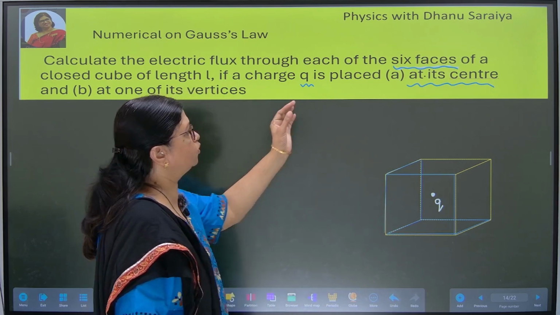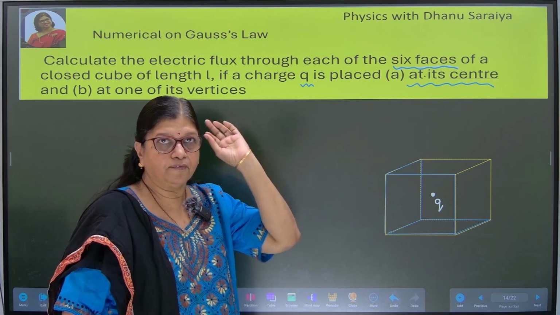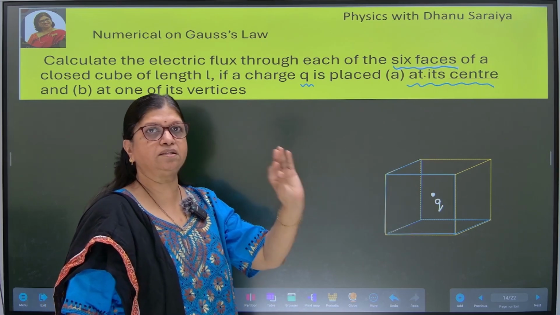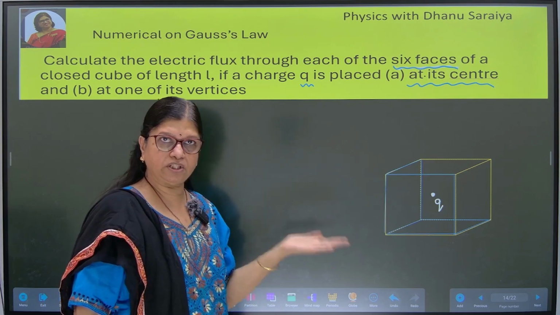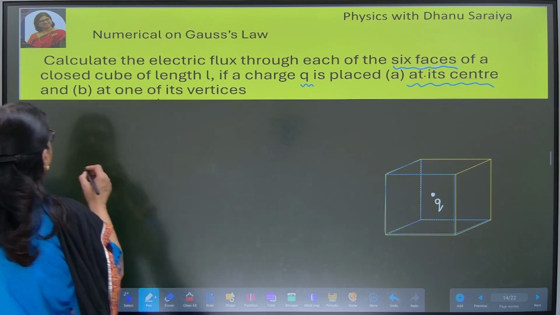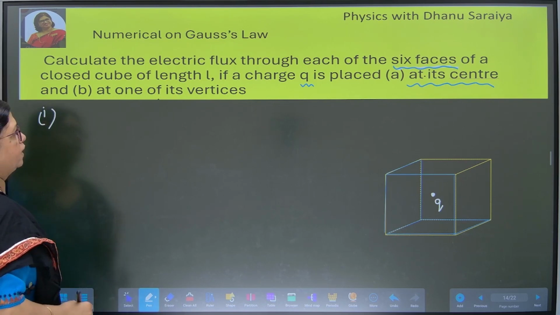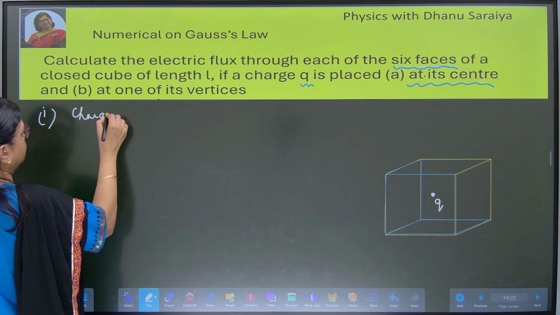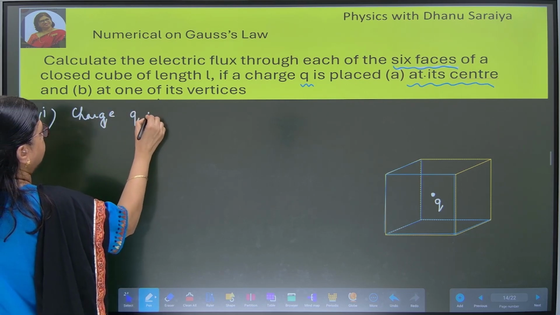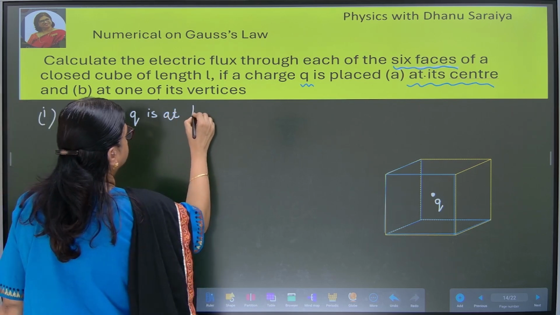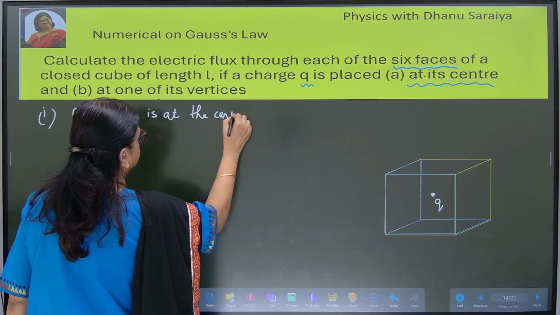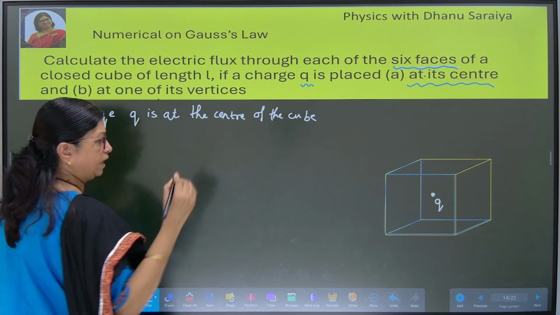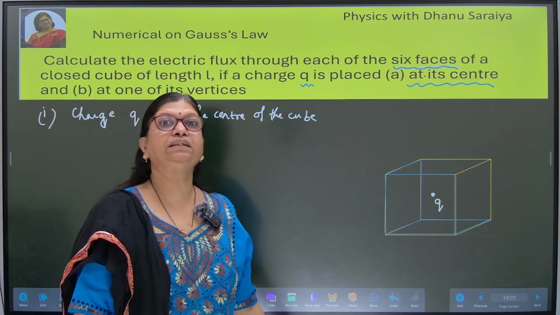And they are asking us to find out the flux through each face. How many faces does the cube have? 6 faces. So through each of the faces, how much flux is coming up? That is the question. That is bit number 1. So let us talk about bit number 1. Where is the charge? Charge Q is at the center of the cube. That is the first part of the question. I have placed it also at the center of the cube, as you can see.